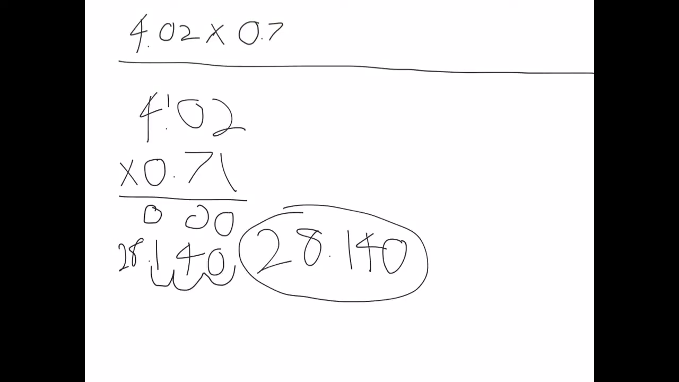I have to show our check step. So 4.02 is 4. And then times 0.71, which rounds to 1, equals 4. And then you multiply that times 7, and that equals 28.